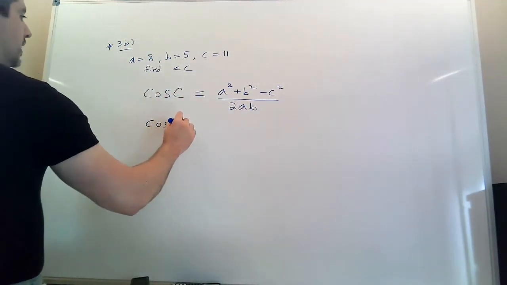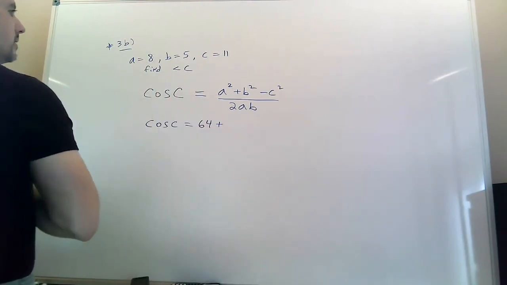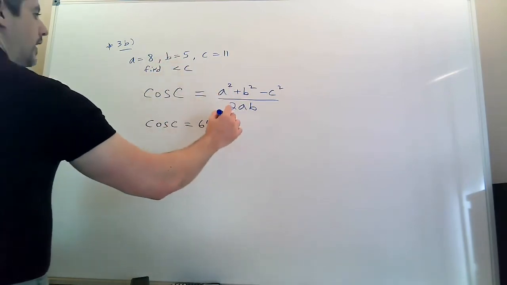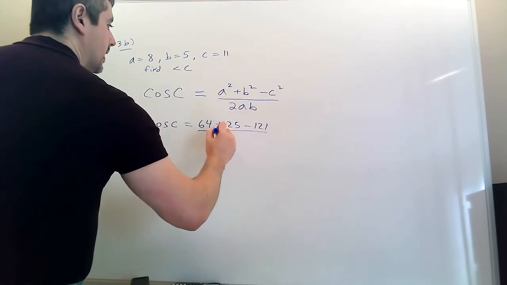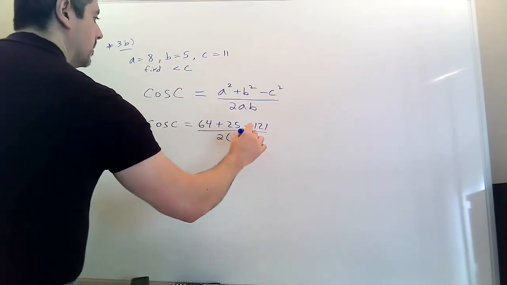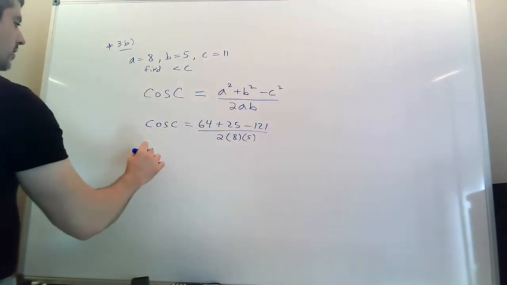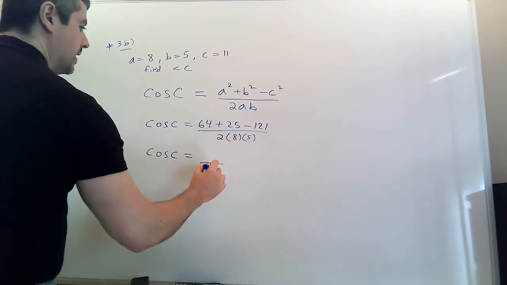So the cosine of angle C, A squared, I'm going to save myself a step here, right? 8 squared is 64. 5 squared is 25. And C is 11. Now on the bottom, you have 8 for A. B is 5. I think I did this exact question. Might even be the same. On the bottom, you have 80.